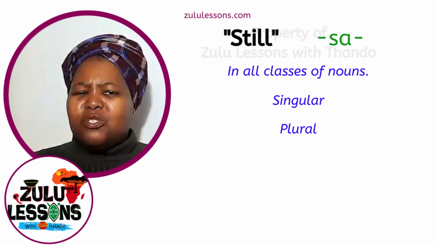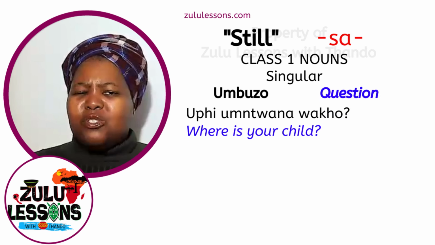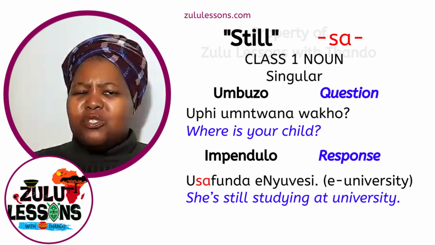Now, let's also work through the different classes of nouns so you can see how it looks in each class. We'll do all classes and also the singular and the plural of each class. In class 1, say for example, I asked you, uphi umntwana wakho? Where is your child? Usafunda enyuvesi. She's still studying at the university.